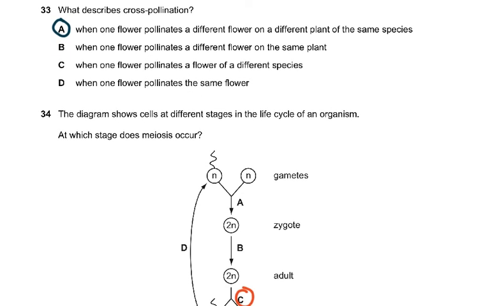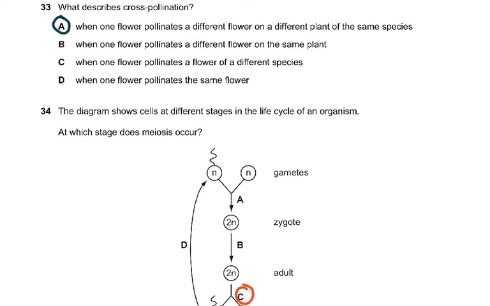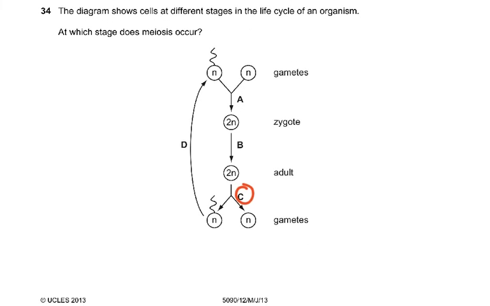What describes cross-pollination? When one flower pollinates a different flower on a different plant of the same species. It has to be the same species always, it can't be a different species. So the answer was A. Then question number 34, the diagram shows cells at different stages in the life cycle of an organism. At which stage does meiosis occur?